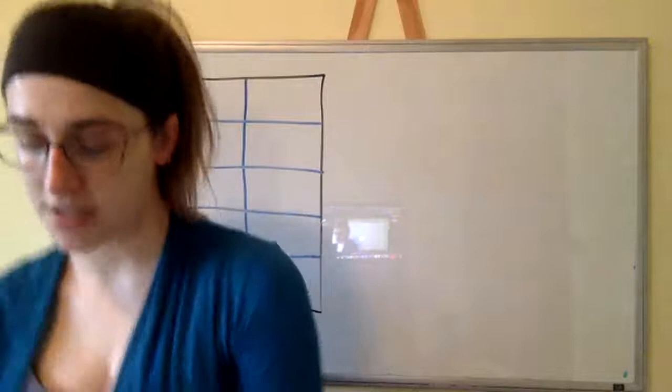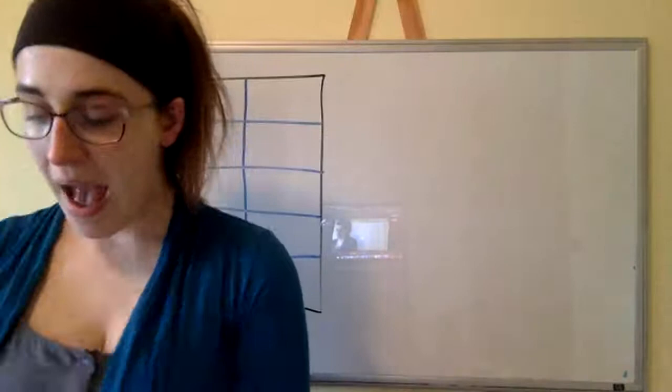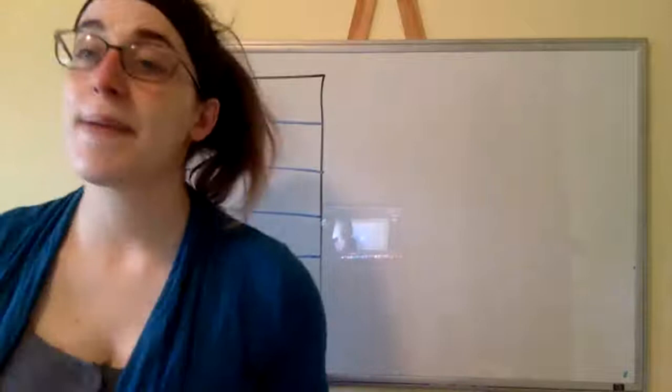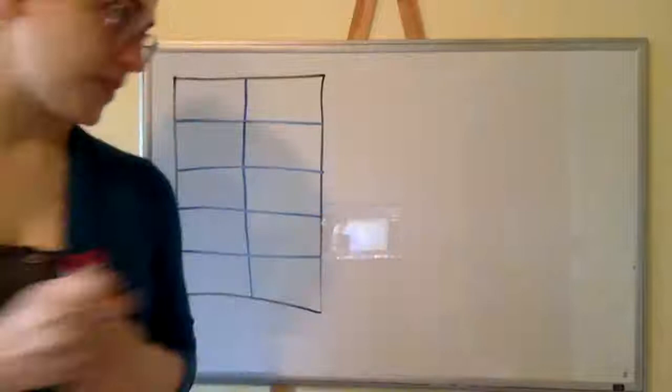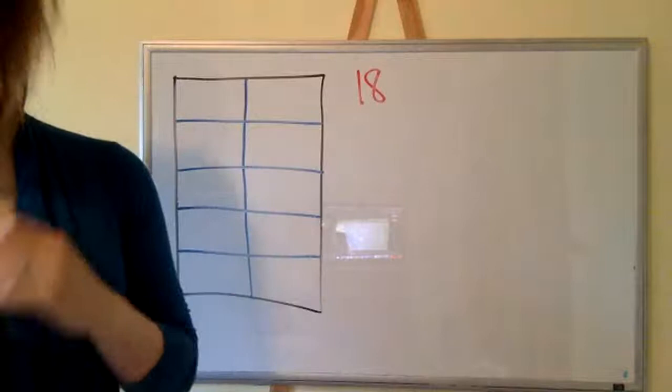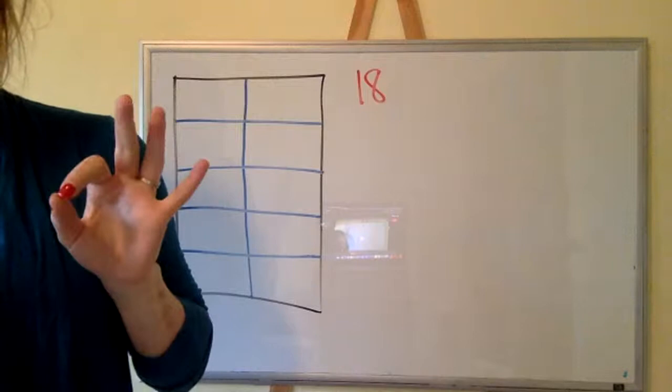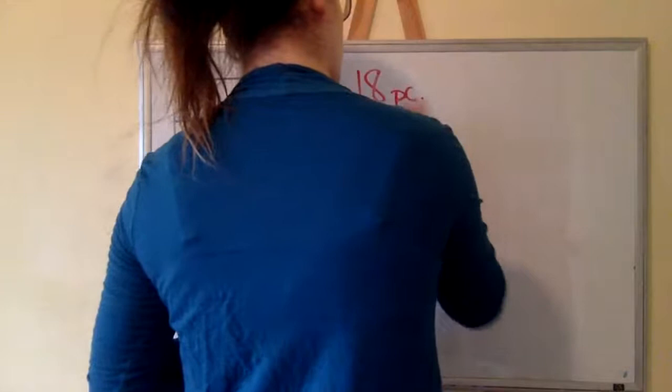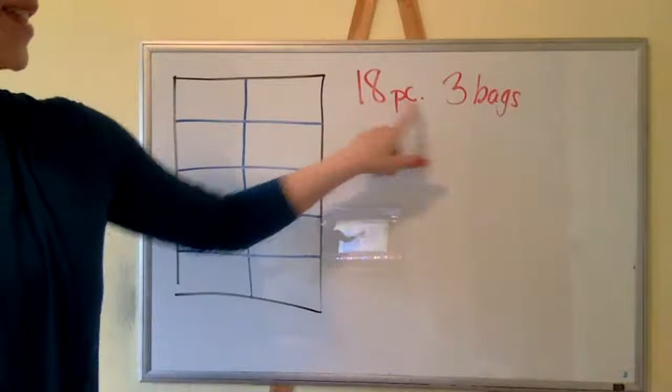Austin has 18 pieces of candy to place in 3 bags. How many pieces can Austin put into each bag? So the question is, how many pieces of candy does Austin have? Austin has 18 pieces of candy. Okay. How many bags of candy will Austin make? 3. He has 18 pieces. He has 3 bags. And what does the problem ask us to do?